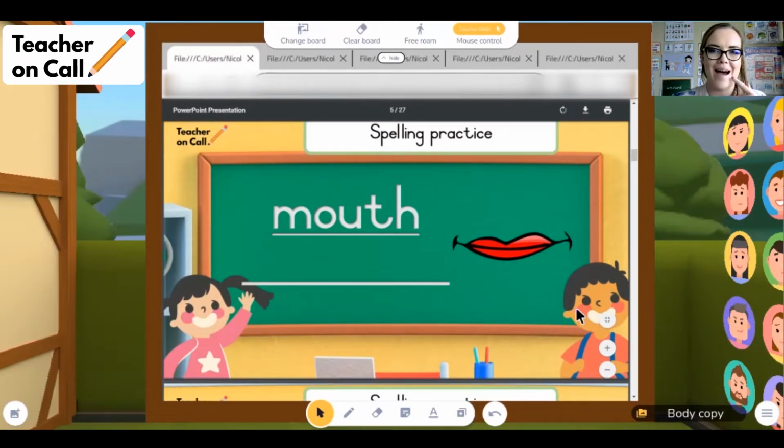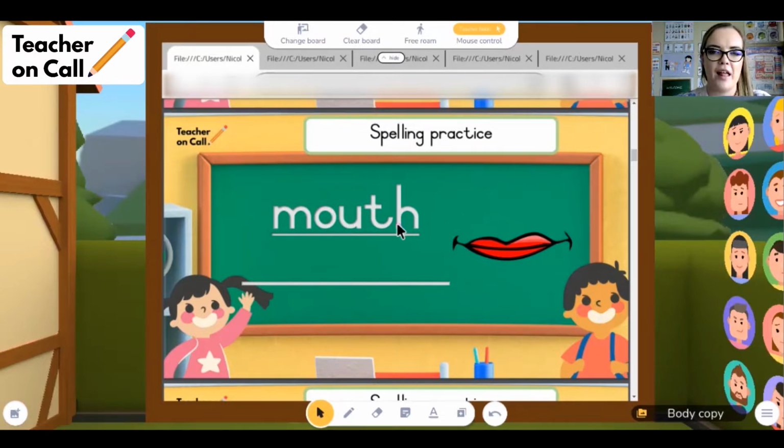This is my mouth. Mouth. O-U makes the ow sound. T-H makes the th sound. I stick my tongue out and it touches the top of my front teeth. Th, th, th. Ow, mouth.